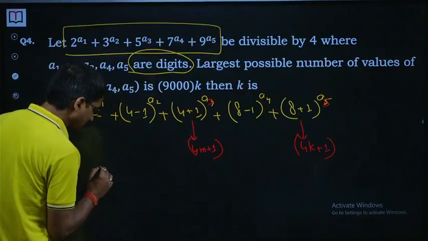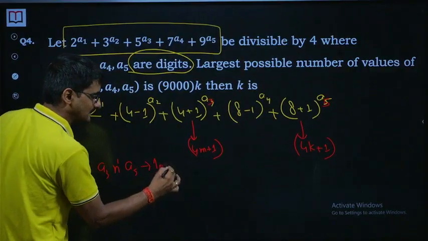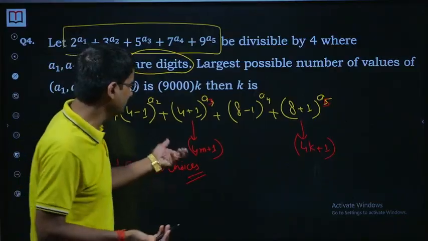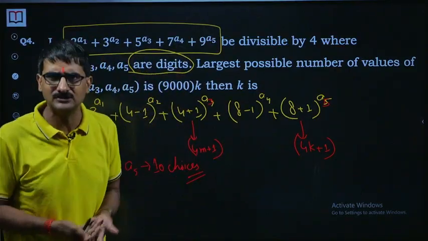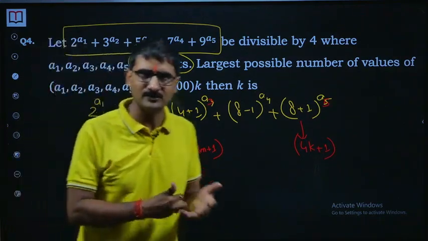So that means for A3 and A5 we have 10 choices. So whether from 0 to 9 you put any value, you are going to get 4m plus 1. Even if you put 0 for A3, you get 1, which is again in the form of a multiple of 4, 4 into 0 plus 1.